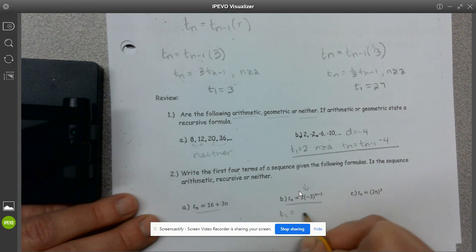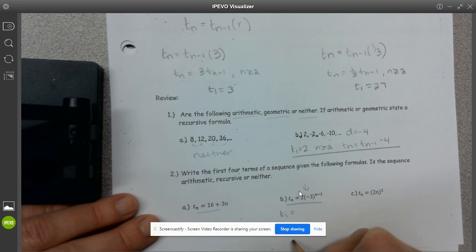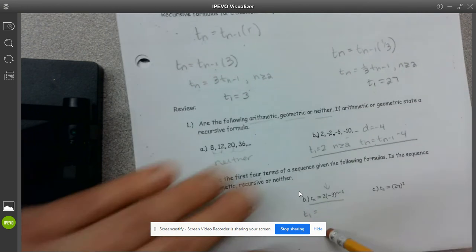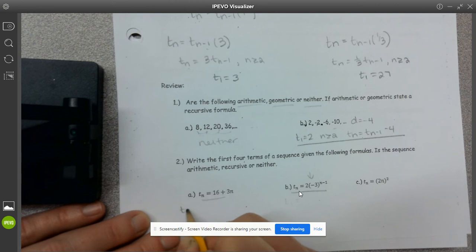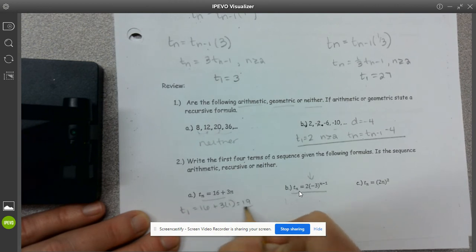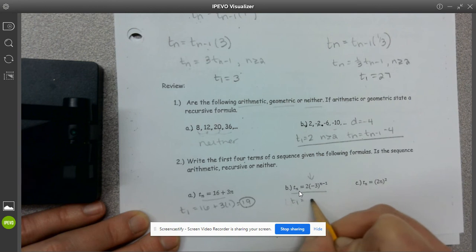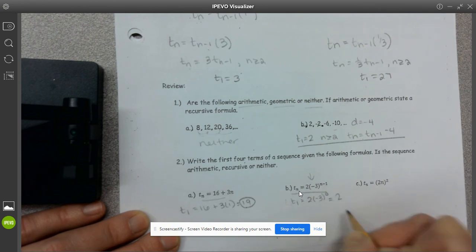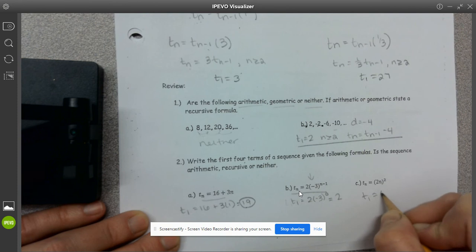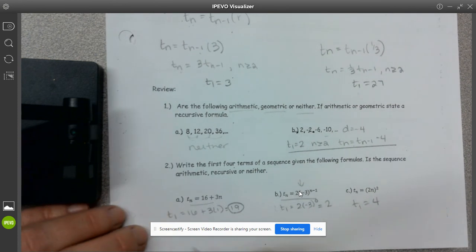So if I'm trying to find the first term, I'm going to put a 1 in. Are any of these recursive? No, none of these are recursive, but that's fine. So let's put a 1 in for all of them. I put a 1 in, I get 19. I put a 1 in here, I get 0. So I get 2. I put a 1 in here, I get 4. Try the rest on your own.